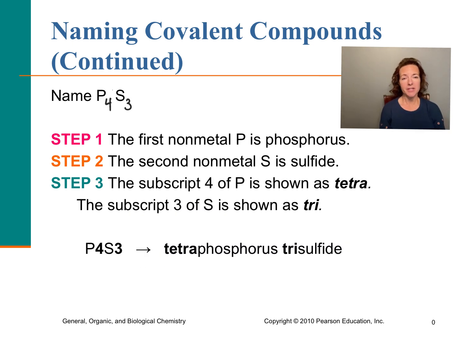All right, here's another practice for you, P4S3. So we're gonna name the first non-metal, P, phosphorus. We're gonna change sulfur to sulfide, and then we're gonna put in our prefixes. So we have 4 phosphorus, so we're gonna put tetraphosphorus, and we have 3 sulfides, so we're gonna do trisulfide. So P4S3 would be tetraphosphorus trisulfide.